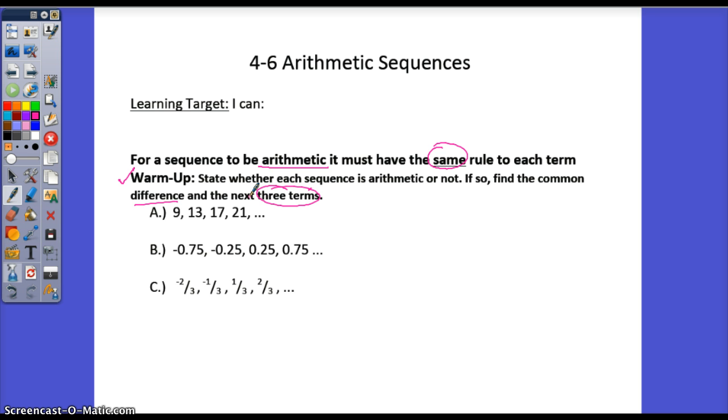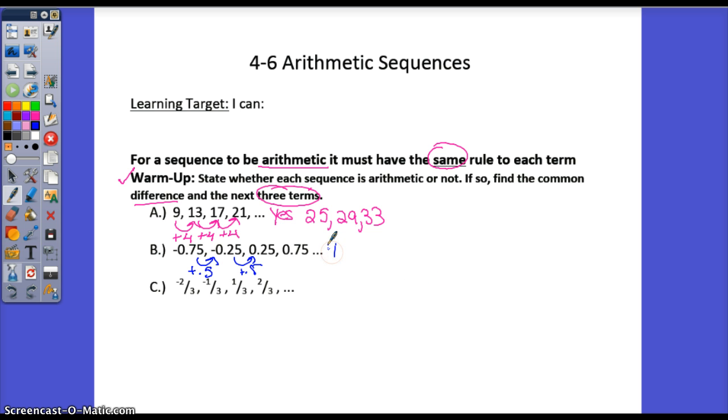Now that you've hit pause, you probably saw that for part A, the rule was that you added 4 to each term. So yes, it was arithmetic. And the next three terms would have been 25, 29, and 33. For letter B, it also was arithmetic. The rule was plus 0.5. They added 0.5 to all of them.